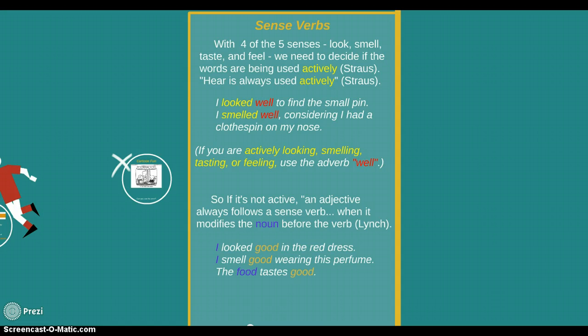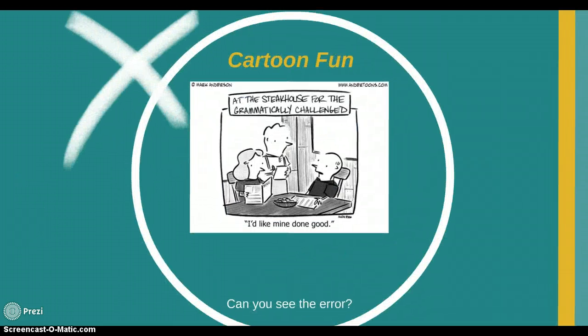So we need to ask ourselves here, is the food actively trying to taste? The answer is no. So we want to use the adjective good because it is modifying the noun food that comes before the verb taste. So if you are describing how something looked, smelled, or tasted, use the adjective good.